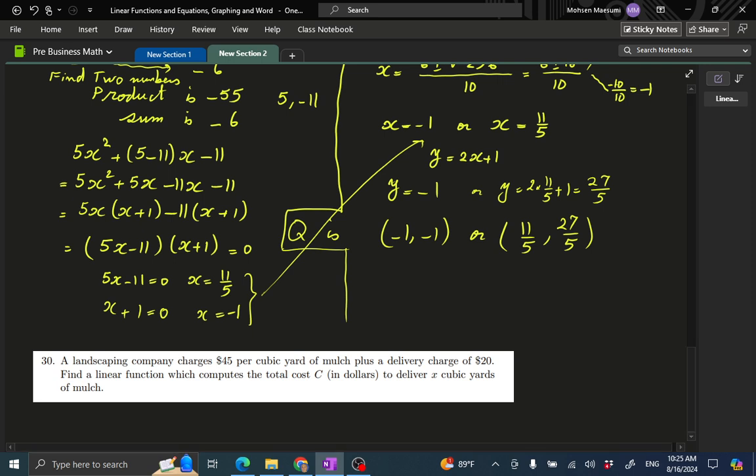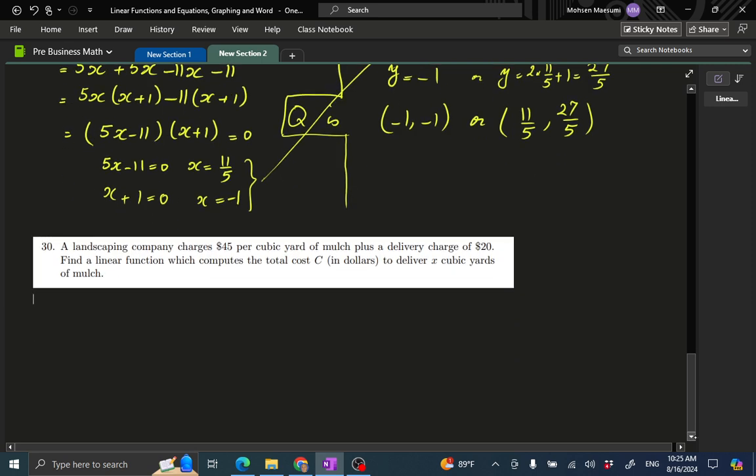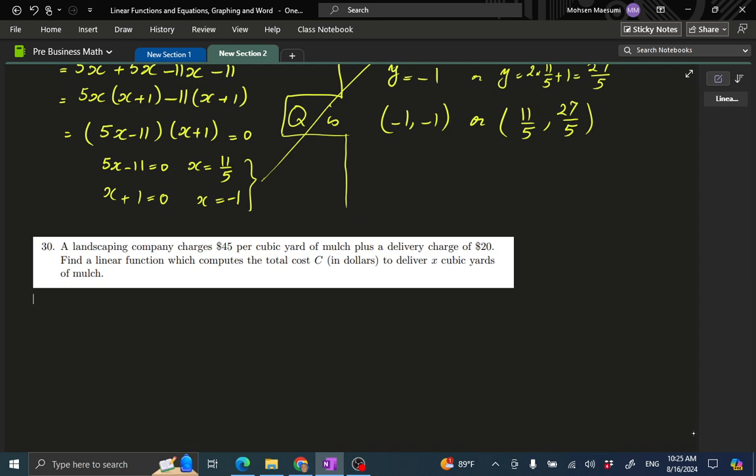So we are practicing how to make a function. As we said, we are going to talk about function more extensively in the next lecture, but here we are just making that linear function or linear formula for this situation. So what are our ingredients? We have a delivery charge.